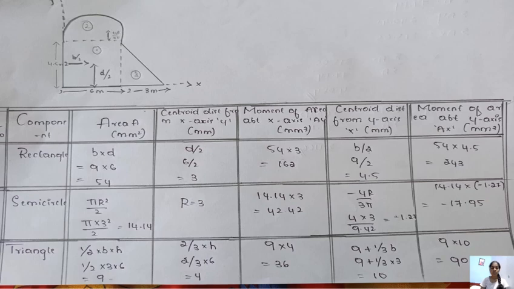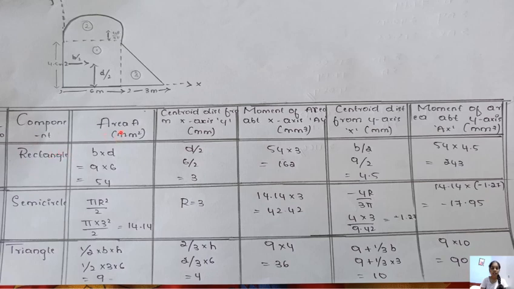In the table, first it will be the component and then area, then centroidal distance from x-axis and then moment of area about x-axis, and next is centroidal distance from y-axis and then moment of area about y-axis. Now let us see the first. I'll take the first component as rectangle, the second component as semicircle and the third component as triangle.